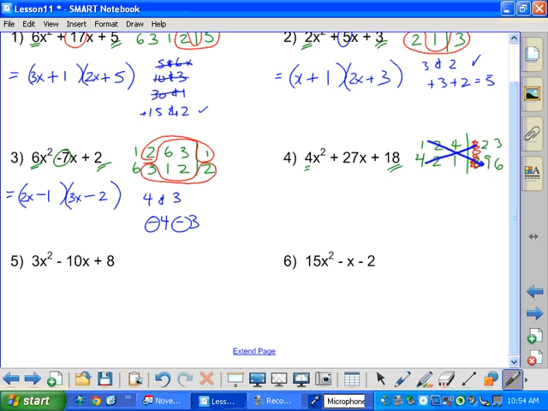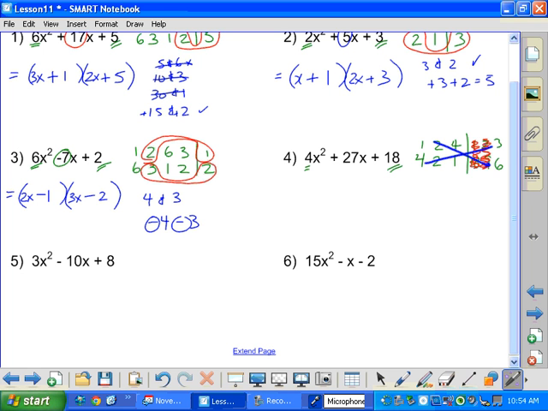So 1 times 9, 4 and 2. So 8 and 9. That's not going to give me 27. It gets me 17. 2 times 9 and 2 times 2. So that's 18 and 4. That's not going to get me there. 4 times 9 is 36 and 2. 36 and 2 can't get it to 27. So that tells me that the 2 and 9 is not one of my options. So what that tells me now, I'm down to 3 and 6. If it doesn't work, then it's not factorable.